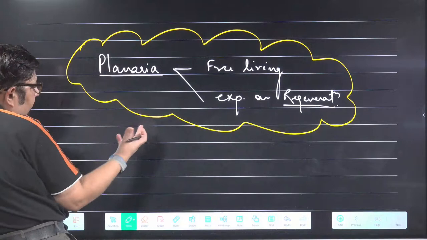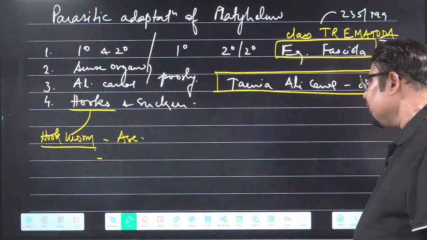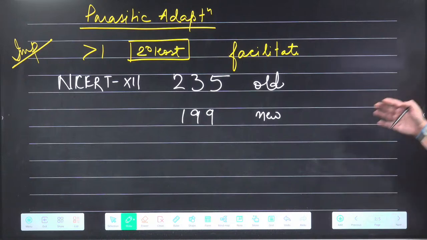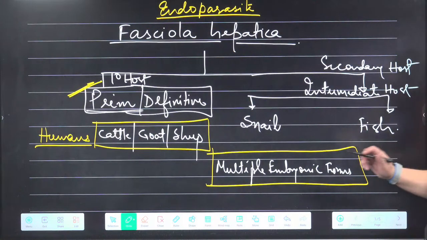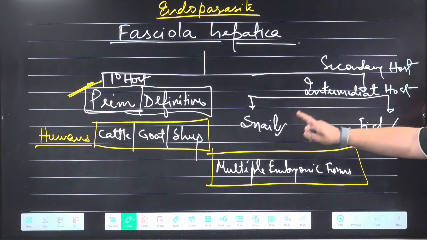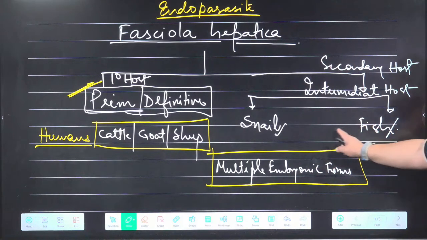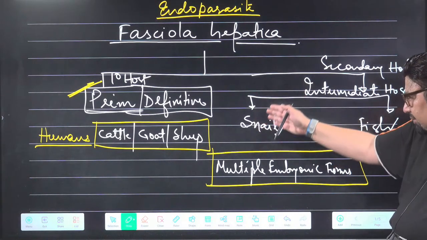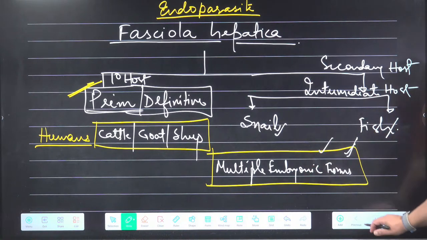You can see how many points we have taken out from one paragraph, for a teacher who has read that paragraph so many times. He can relate this to the snail and also the fish, which is not given here, but is given in the chapter on organisms and populations, under parasitism. This question can come. There are multiple embryonic forms, because different larval stages are involved: miracidium, redia, cercaria, metacercaria, like that. So it is called polyembryony, multiple embryonic forms.